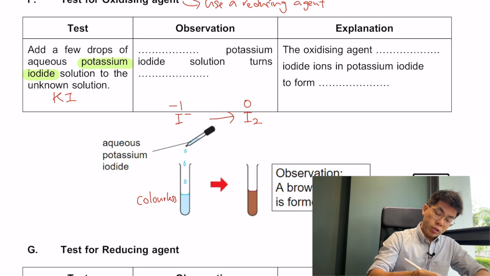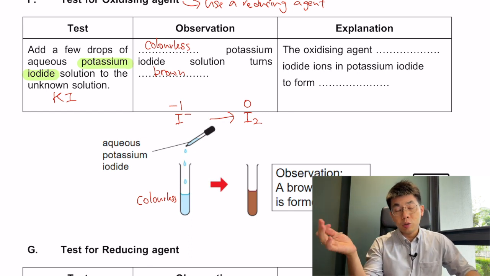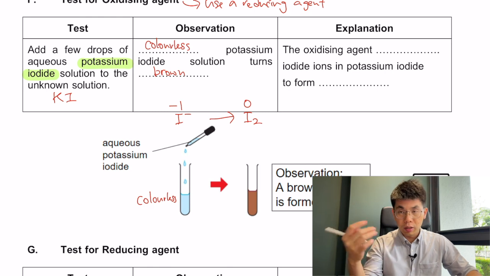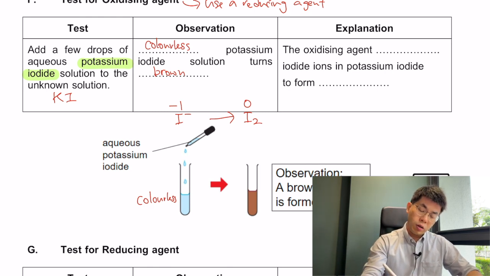So the observation that I will see if it is an oxidizing agent is that the colorless potassium iodide solution turns brown. If the colorless potassium iodide solution remains colorless, then what I am testing is not an oxidizing agent. Okay, so why did it turn brown? It's because the oxidizing agent oxidizes iodide ions in potassium iodide to form iodine.